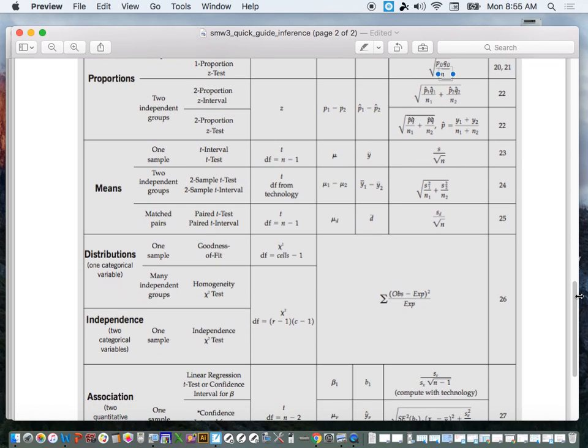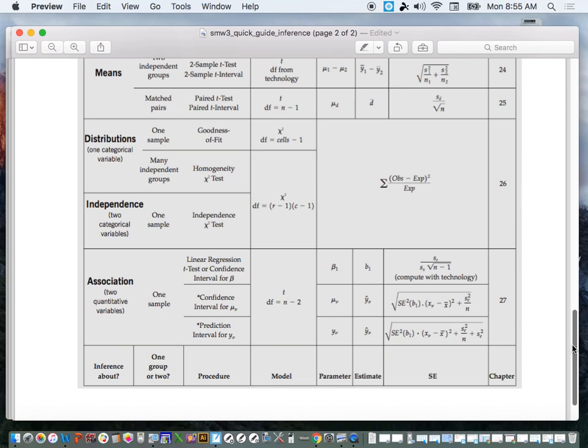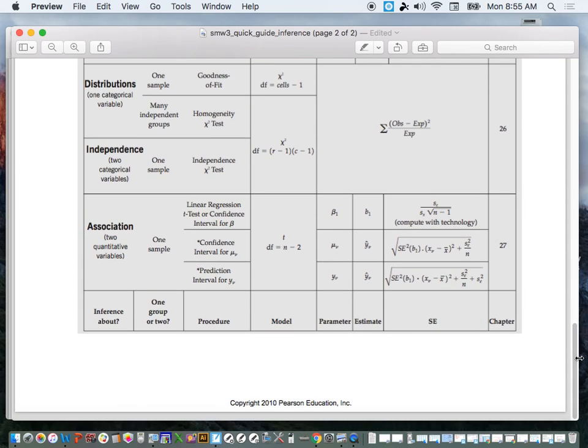And then we have our formula for means, s over square root of n, and then the two-sample t-test. And then we have our formula for the chi-squared. And I wouldn't get too busy worrying about the regression formulas. That's pretty much going to be using everything from the calculator. Okay? Questions?